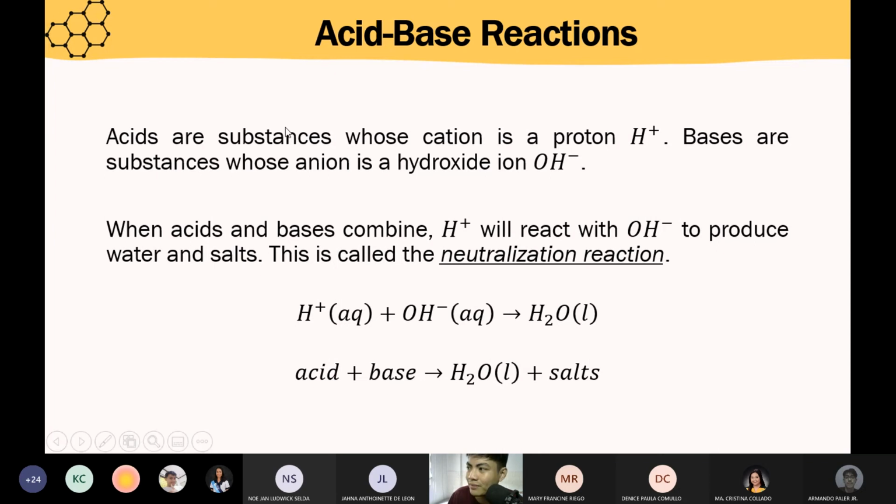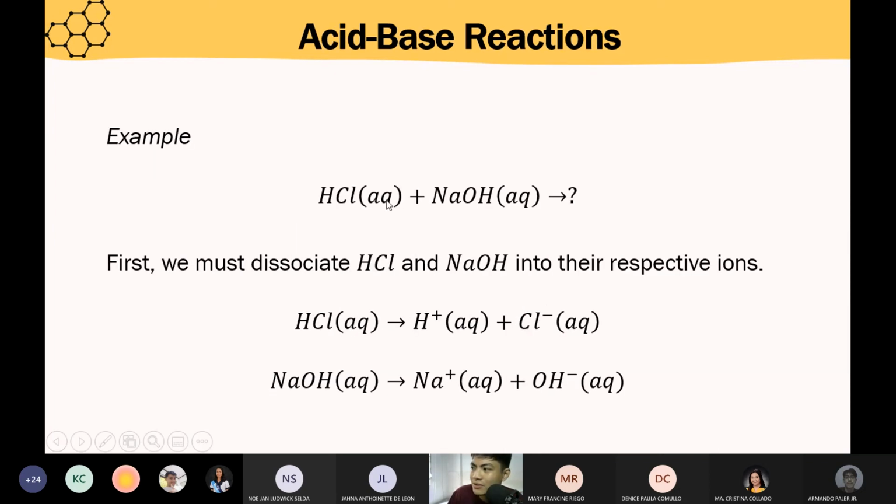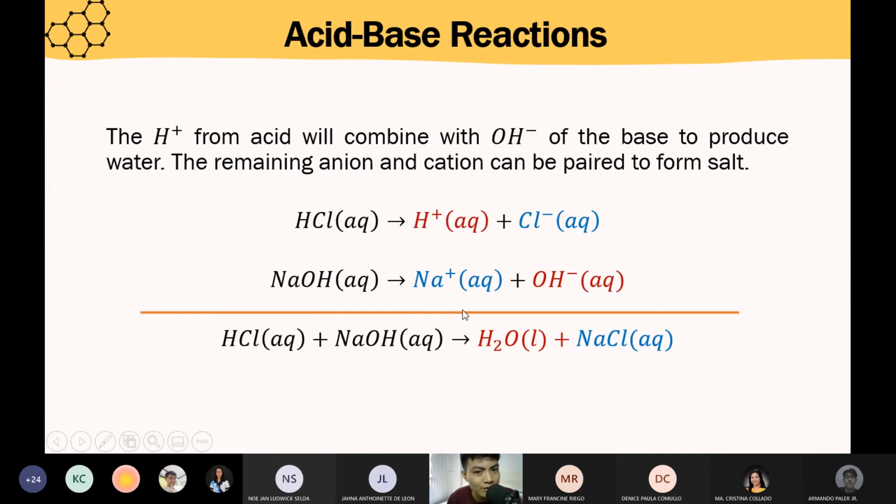Sila yung magsasama. Okay? So, for example, we have sodium hydroxide and hydrochloric acid. So, again, the first step is to separate the ions. Once you have the ions separated, you swap the partners. Okay, so H plus, kukunin niya yung OH ni kabila. Na plus, kukunin niya yung Cl ng kabila. So swap partners. So again, this is double displacement. Then you will produce this product. Okay. So again, water is liquid, so you write letter L.